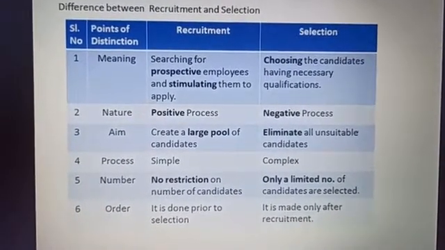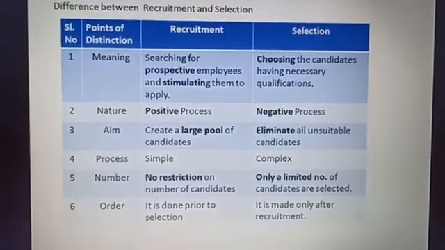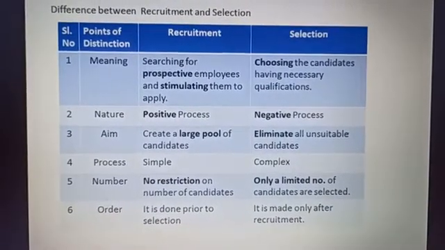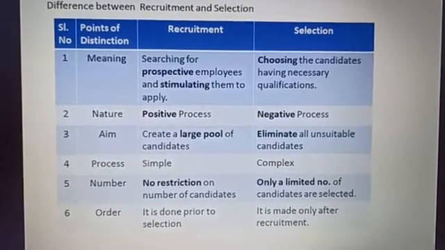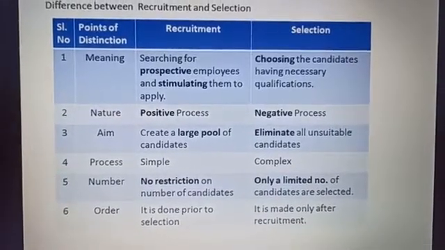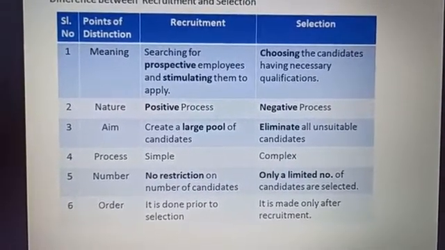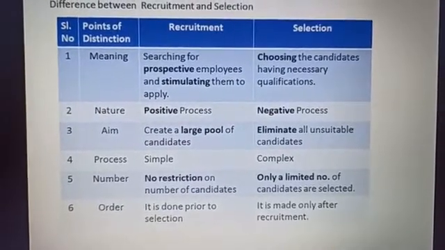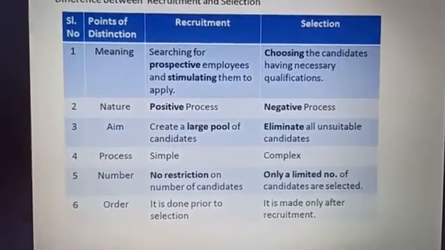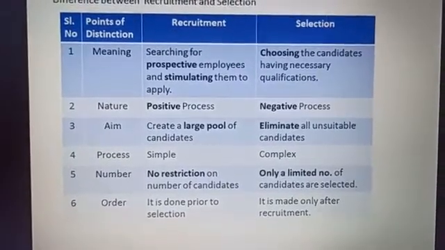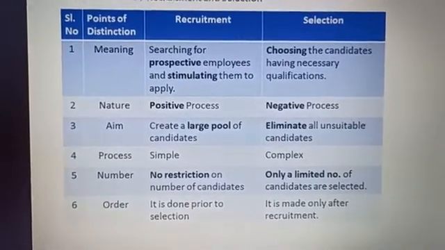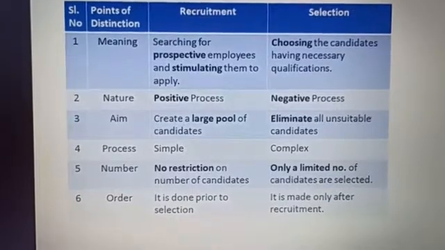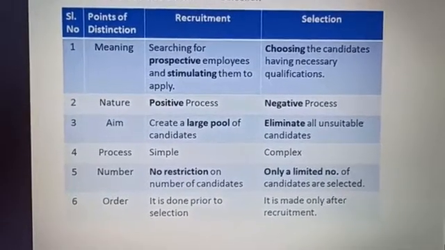Number 5, on the basis of number, there is no such restriction on the number of candidates in case of recruitment, while in case of selection, only a limited number of candidates are selected. Number 6 and the last one, order. It is done prior to selection, that is recruitment, while selection is done after recruitment process is over.